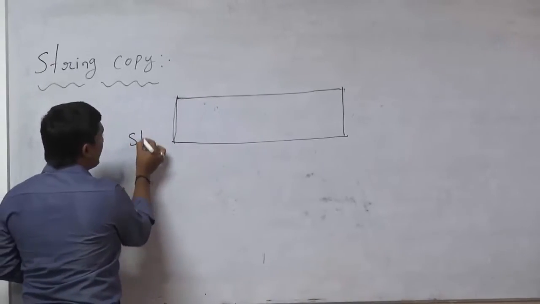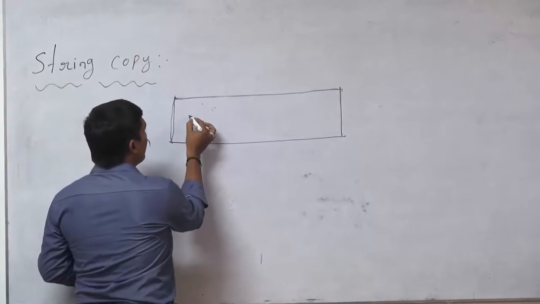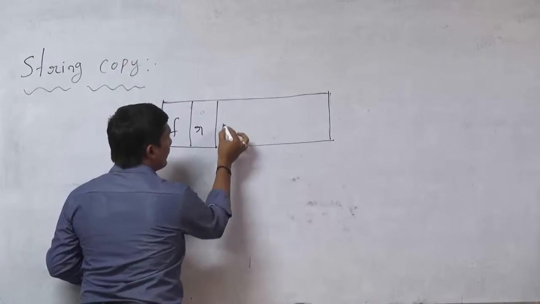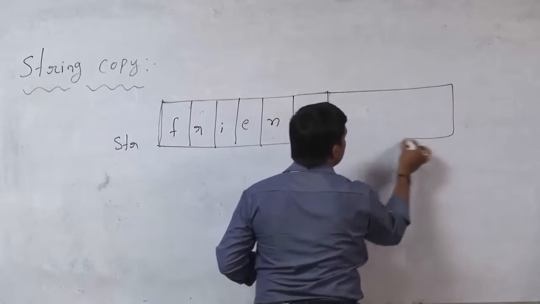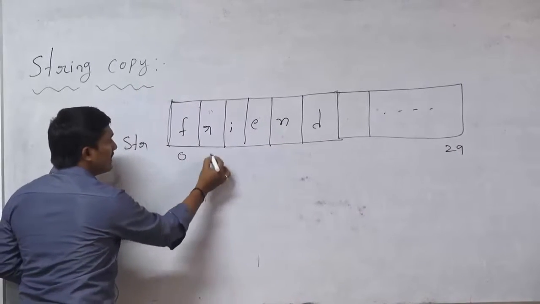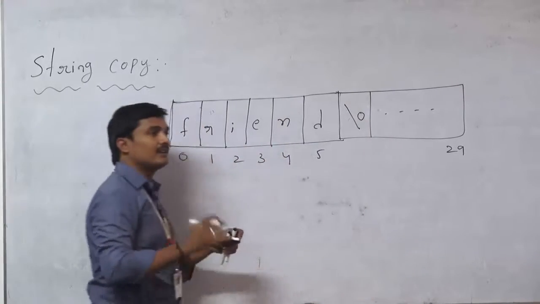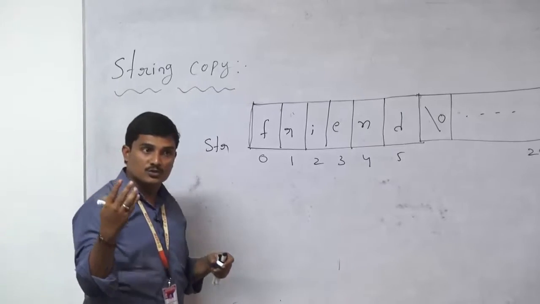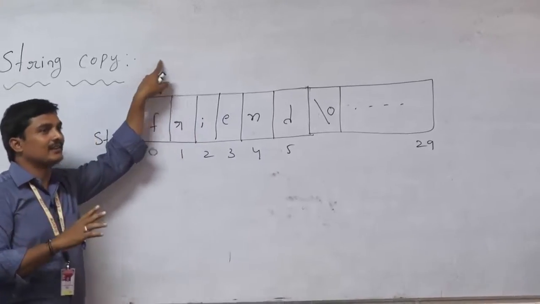Let's see. Can you give some sample data? As usual, let's take friend. Let us assume your string size is 30, up to 29. Your array counting starts from 0, 1, 2, 3, 4, 5, as per the string property. It ends with a null character. Now your job is to copy the string. This data contains 6 characters or 10 characters, whatever it may be. This is your input.